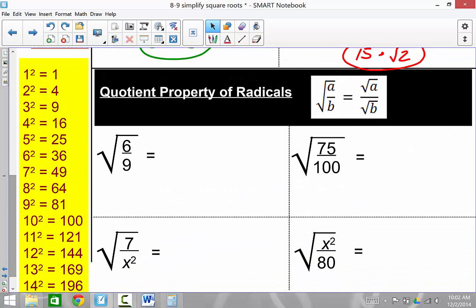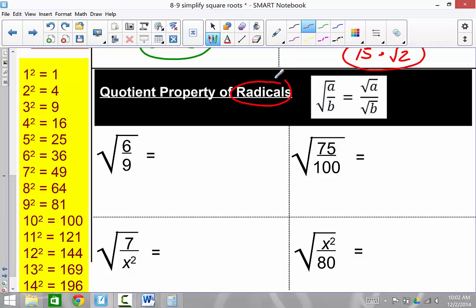Our next property is the quotient property of radicals. Okay, so again, to remind you, this is just another way to say square roots. Now we're doing quotients, so you're going to notice quotient means divide. The 4 problems we have below are fractions, because fractions means divide. Okay?